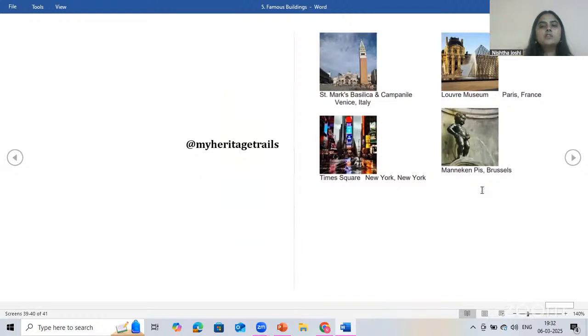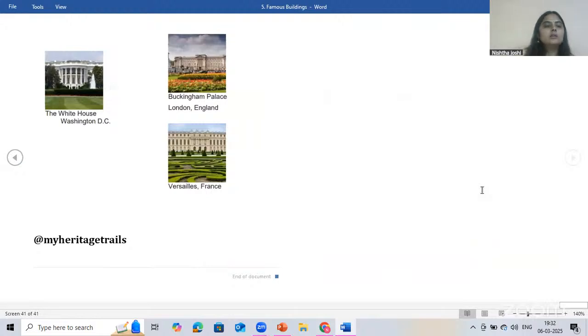Then the St. Mark's Basilica, the Louvre Pyramid and Louvre Museum present in France, Times Square in New York, White House in Washington, D.C. These are some of the other famous buildings and monuments that you can read about. There is a long list of these monuments, students, and we can discuss all of this in great detail when we have more detailed classes.